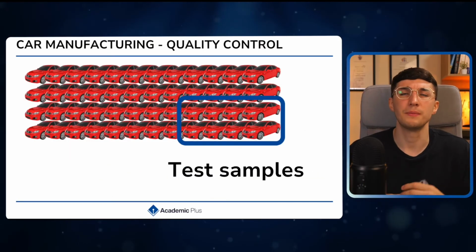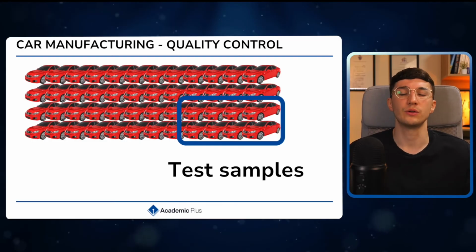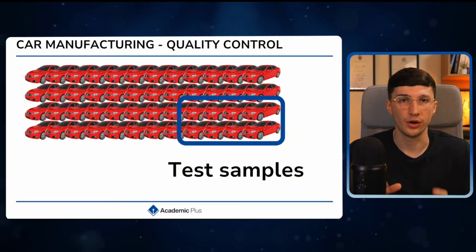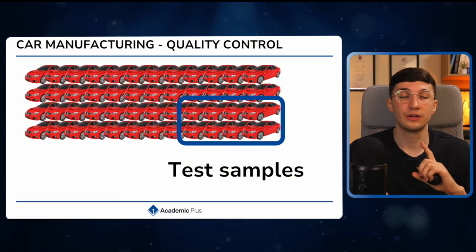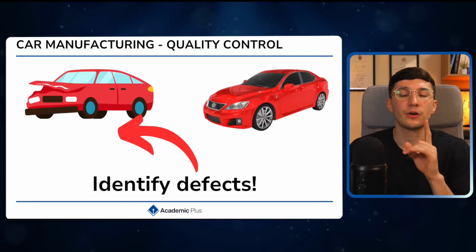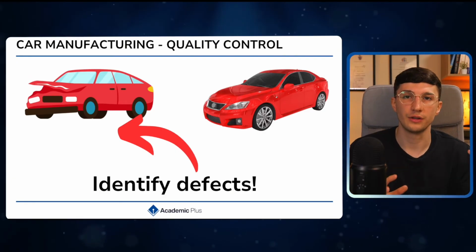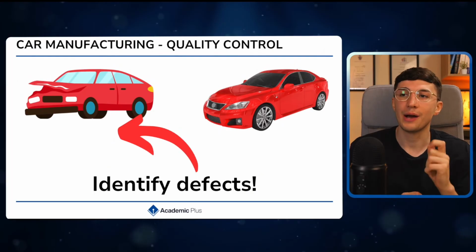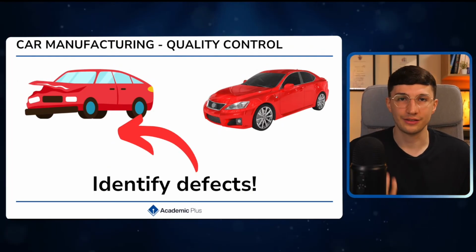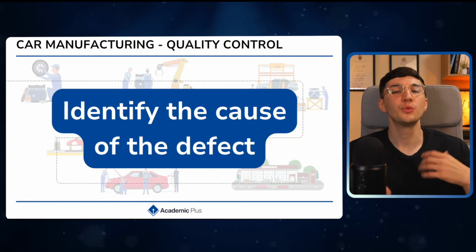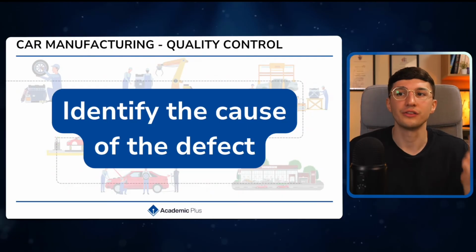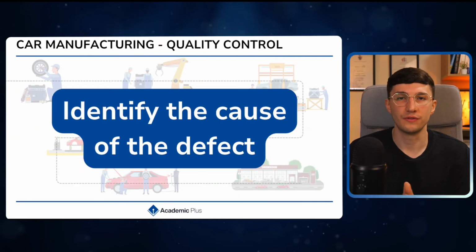Now, if we're producing millions and millions of units every single day, it's going to be impossible for us to test every single product. So what we may do is look at testing samples. What we would do is take a product from that sample and compare it to a standard level of quality products. And from there, we should be able to identify these defects. And then, as I said, with quality control, it's a reactive way to improve quality. Because we want to think, well, how has this problem actually happened? How has this defect occurred? Then we want to try and identify the cause of the defect.